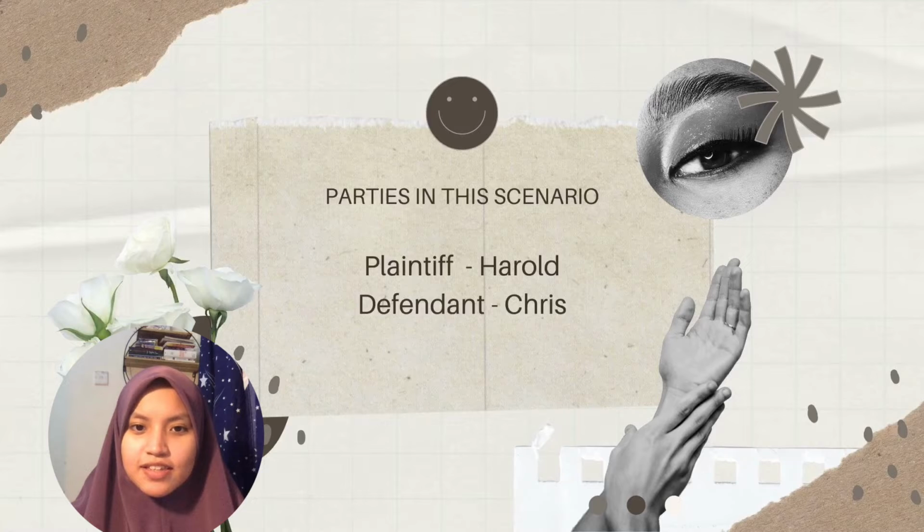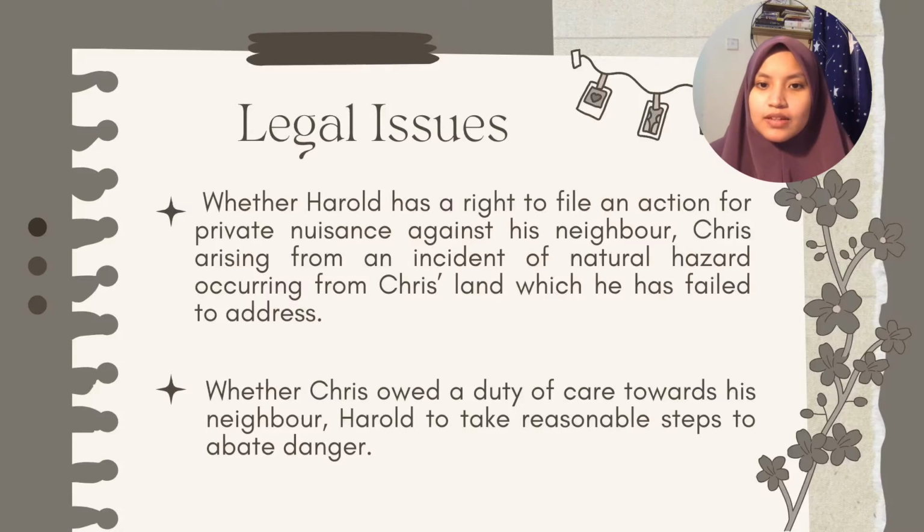In question 6, there are two parties in this scenario. The first one is the plaintiff, Harold, and the second one is the defendant, Chris. There are two legal issues in this case. The first one is whether Harold has a right to file an action for private nuisance against his neighbor Chris, arising from an incident of natural hazard occurring from Chris' land which he has failed to address. The second legal issue is whether Chris owed a duty of care towards his neighbor, Harold, to take reasonable steps to abate danger.